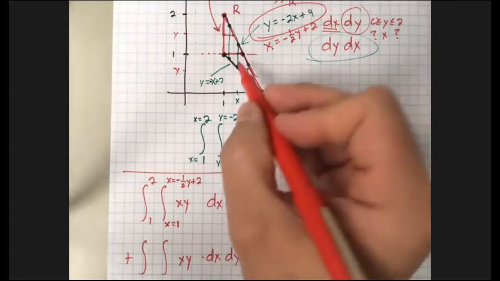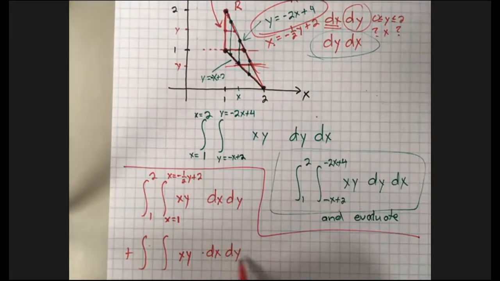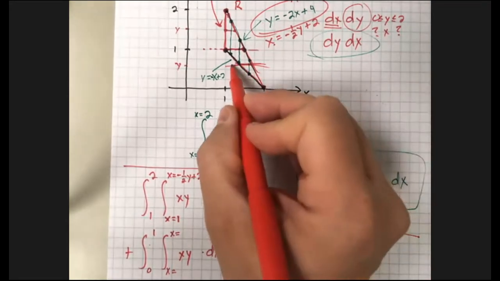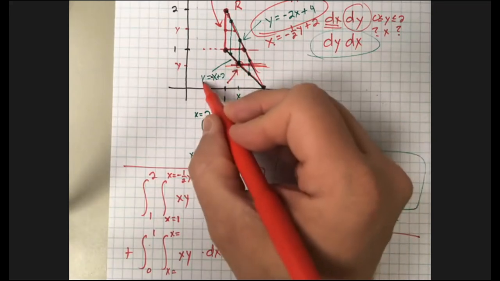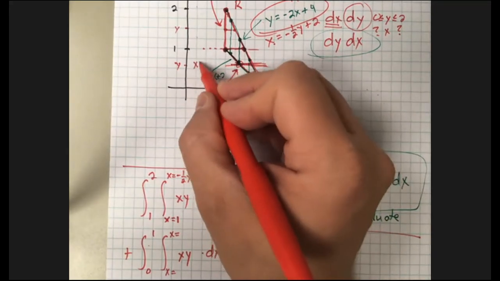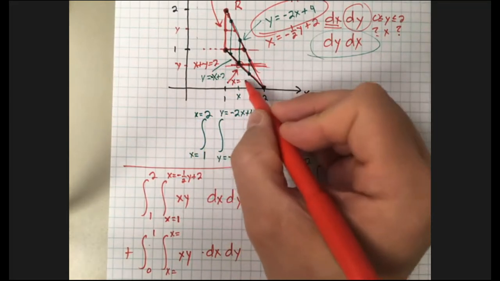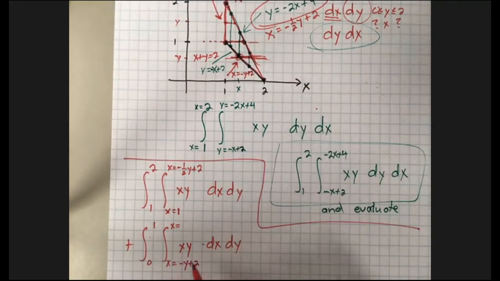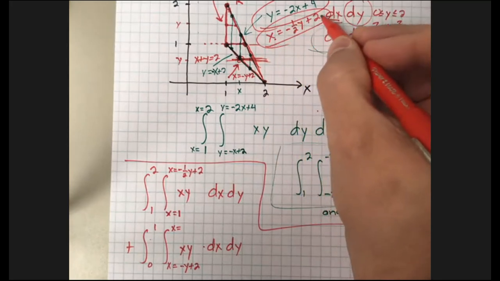But now I got to do the other integral, which is the lower integral, which is still y from 0 to 1. But now what is my entry wound and what is my exit wound as I shoot through here? First, the entry wound is on this line, y equals minus x plus 2, or x plus y equals 2. But I need to write that in terms of x. So it's x equals minus y plus 2. And here the exit wound is still on this line, minus 1 half y plus 2.